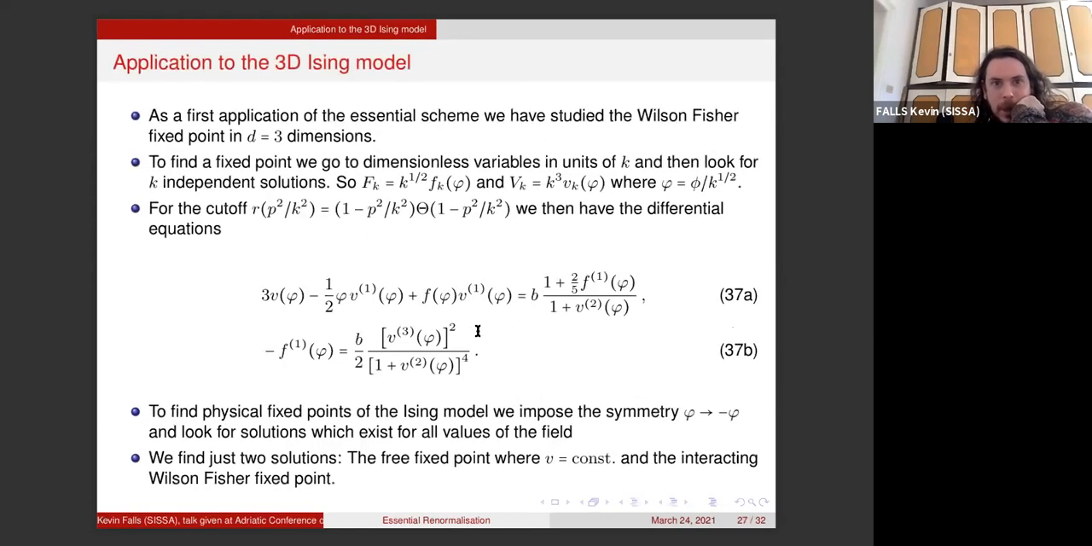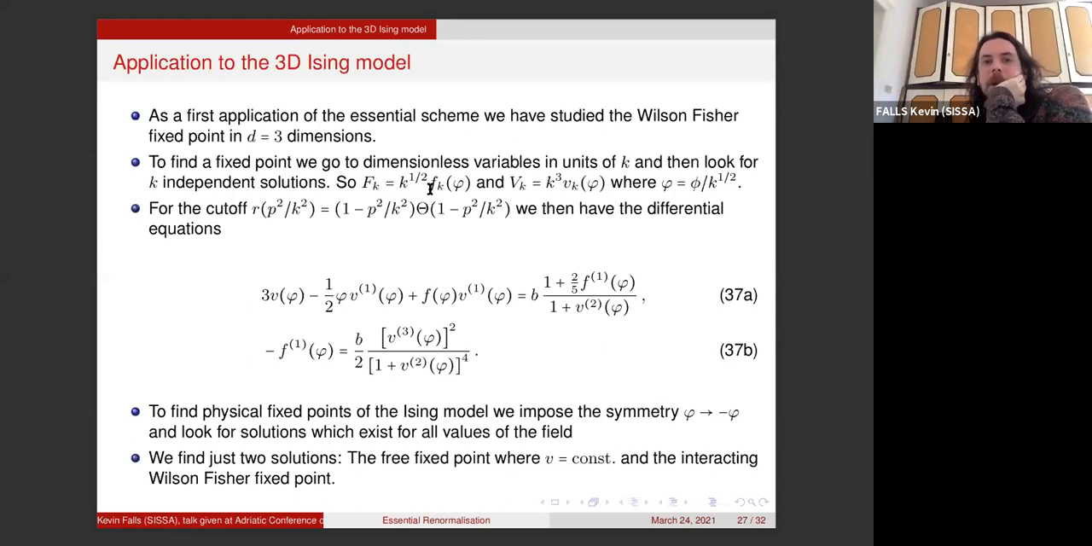So then I can turn to an application of this. To test this formalism, we've gone to the 3D Ising model, since this is the benchmark where we can really compare how well this new scheme compares to other schemes. In particular, we study the Wilson-Fisher fixed point in three dimensions. When you look for fixed points, what you want to do is actually remove the scale k, because you want to look at something where you have scale invariance.